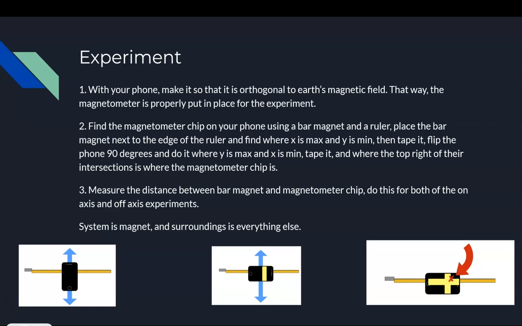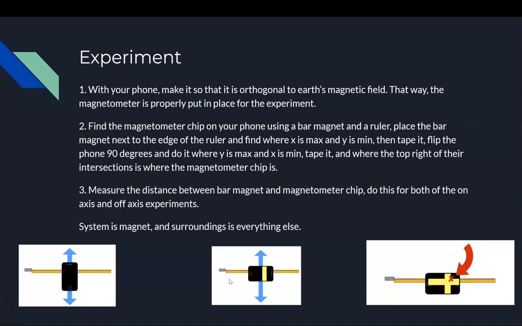Experiment, very simply, you use your phone. You make it orthogonal to Earth's magnetic field, that way the magnetometer is put in place for this experiment. You need to find the magnetometer chip on your phone using a bar magnet and a ruler. Basically, you place the bar magnet next to the edge of the ruler, and then you find where X is the max and Y is the min. Then you tape it up, flip it 90 degrees, and do the same thing. If that is a bit confusing, there's a demonstration on the bottom to show you what to do.